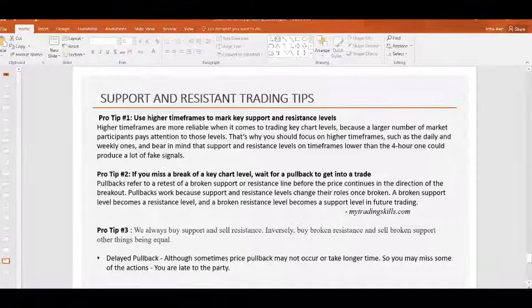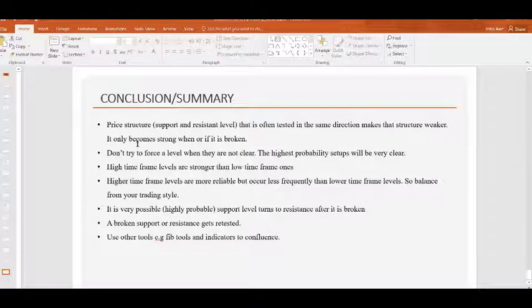So in conclusion, price structure, which is support and resistance level, you see I use structure now. Price structure, which is support and resistance level, that is often tested in the same direction, makes that structure weaker. It only becomes strong when or if it is broken in the other direction. So don't try to force a level. We've talked about drawing support and resistance. Don't try to be forcing levels.